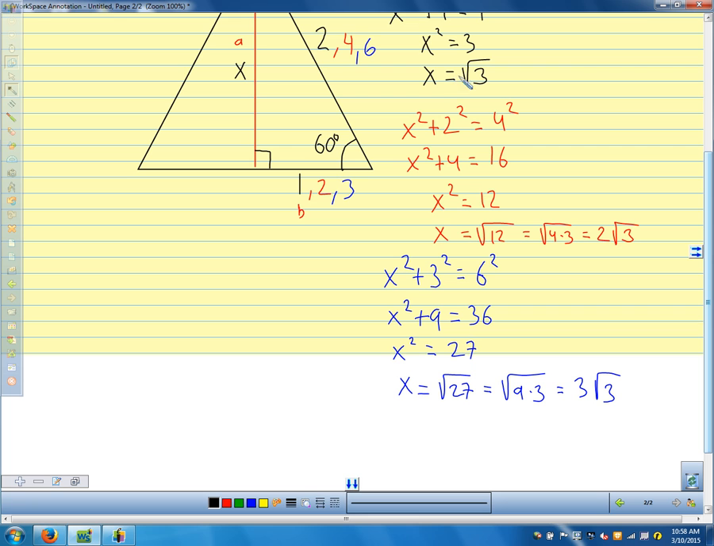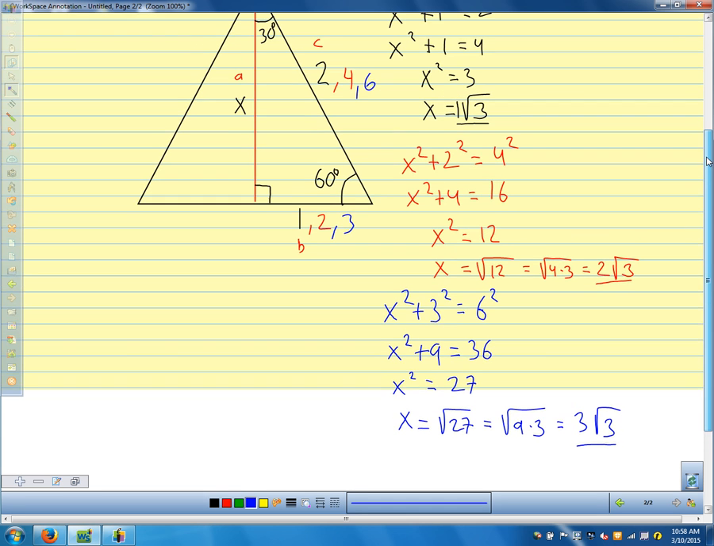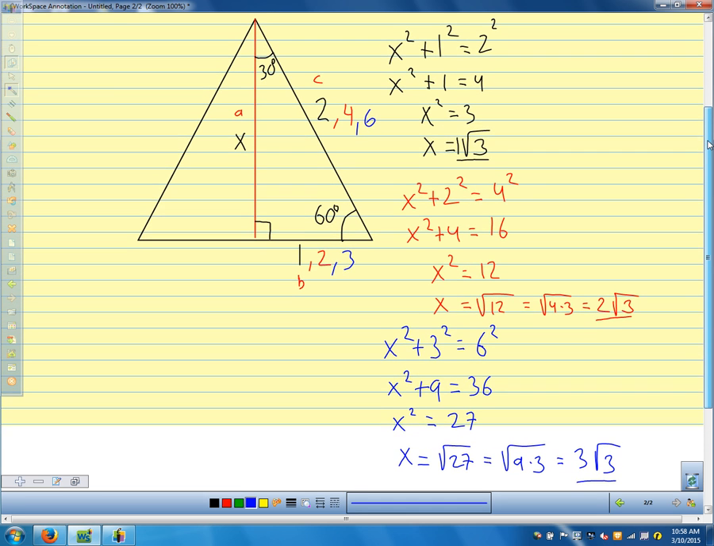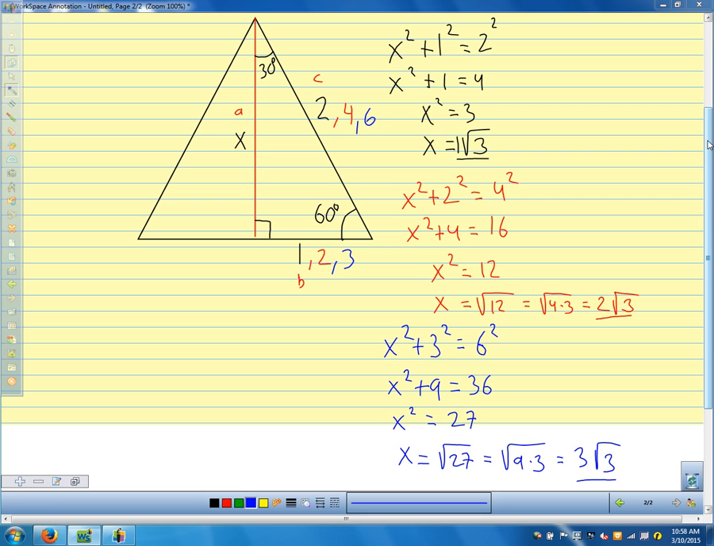All right, how many square root of 3's do I have here? 1. Here I have 2. Here I have 3. And if we kept going with this pattern, we'd see the pattern repeats.